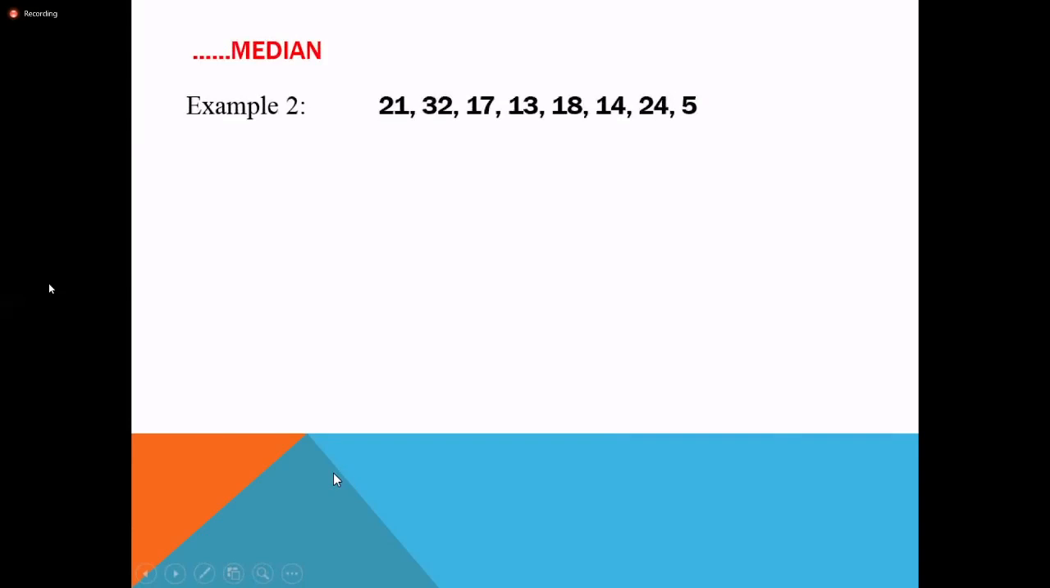Then let's go to another example, but there is a difference. There is an even number of numbers. Again, here how many numbers are there? 1, 2, 3, 4, 5, 6, 7, 8. There are 8 numbers.